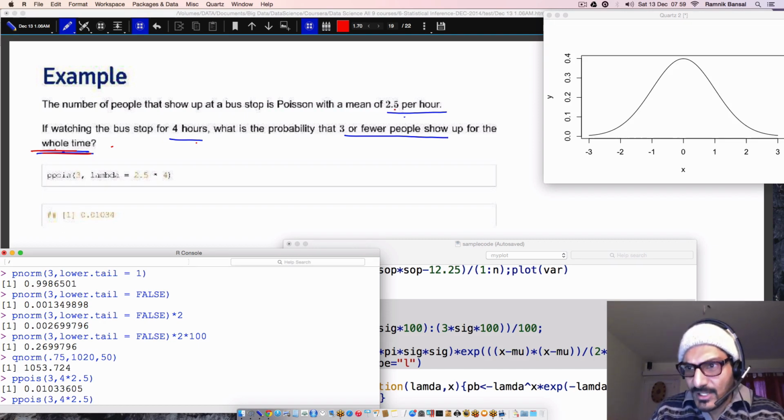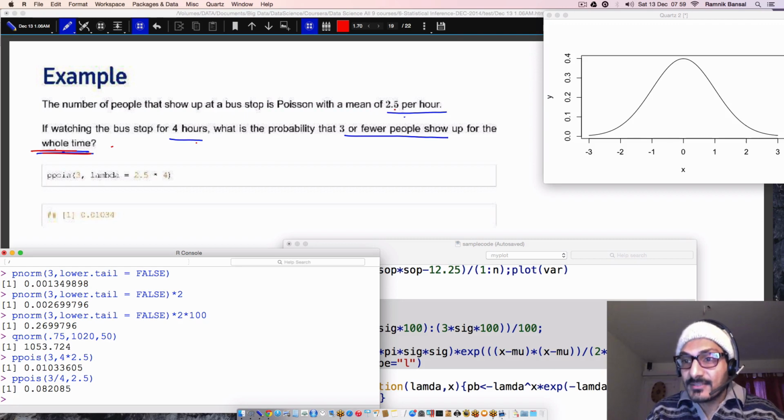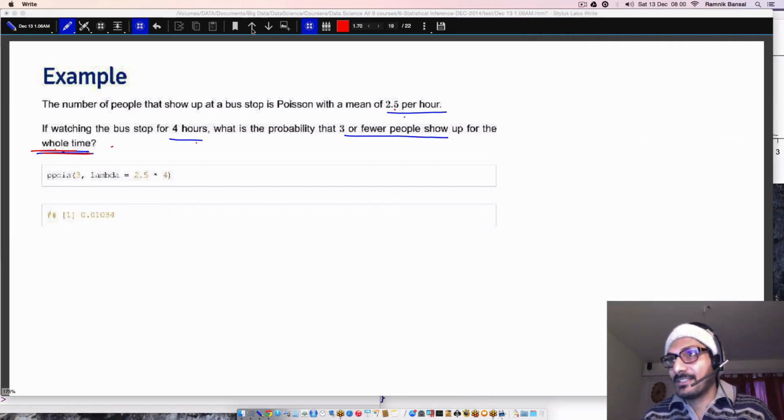Let's see, does it work the same if I divide on both sides? 3 is for the whole time. What if I take the mean as 2.5 per hour and divide x by 4, which is 0.75? I'm getting a different answer. I can't say my mean is 2.5 and divide x by 4, it'll give me a different answer. So we don't divide x by the time. We actually multiply the lambda by it.